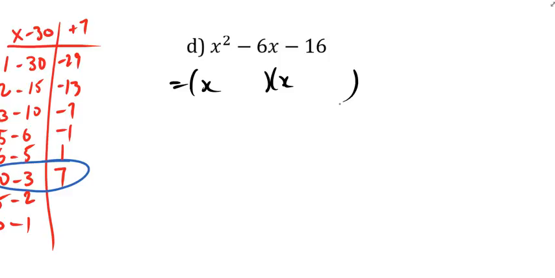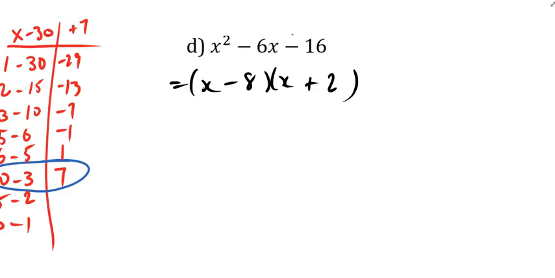Riley. X minus 8 and x plus 2. 8 times 2 is 16, and 8 minus 2 is 6. So they multiply to 16, and they have a difference of 6. We wanted them to have a difference because the product, the thing they multiply to, is negative. One has to be positive, one has to be negative. So when I add them together, it's actually a difference. The difference between 8 and 2 is 6.